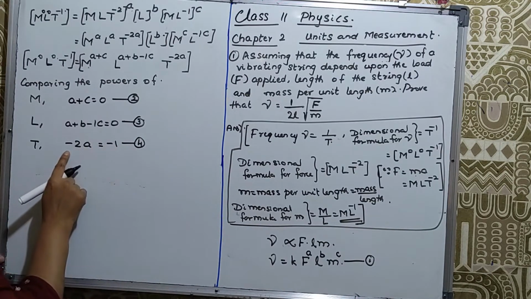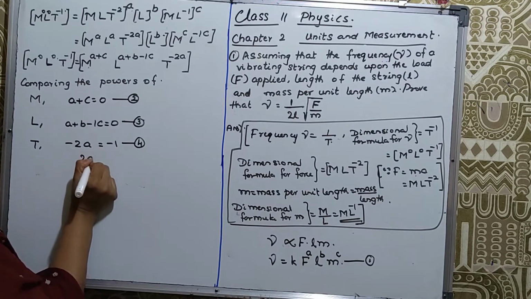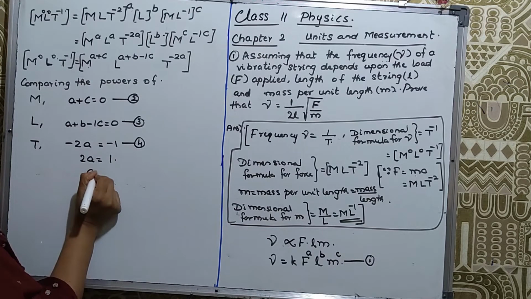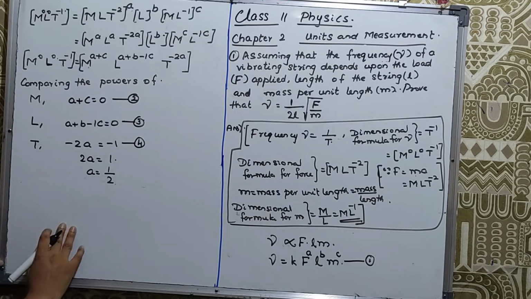Now minus into minus will become plus, minus will be cancelled. You will get 2a equal to 1. If 2a equal to 1, what will be a? a will be 1 by 2. So you got the value of a.